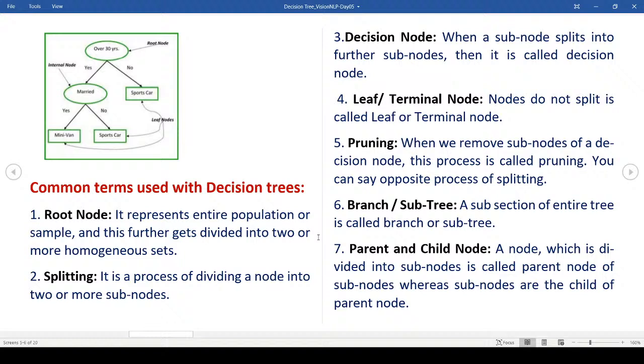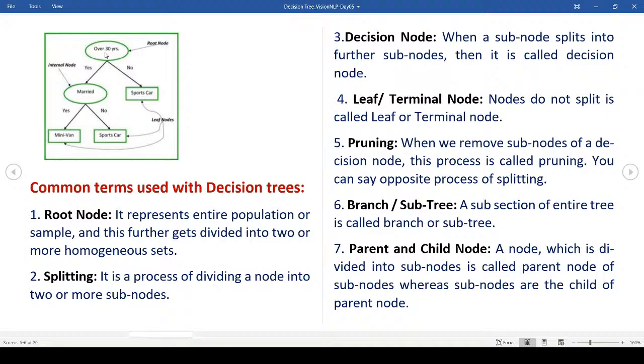Branch and subtree: a subsection of the entire tree is called a branch or subtree. It is the same as branches. The parent and child node: the name itself says a lot. A node which is divided into subnodes is called a parent node, whereas the subnodes are the children of the parent node. Let's say this is the parent node, and these all are the child nodes of this parent node.